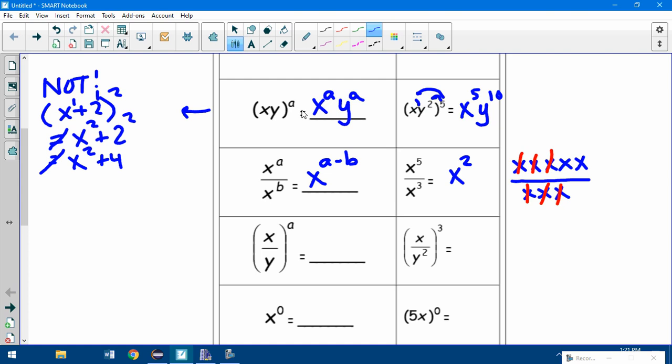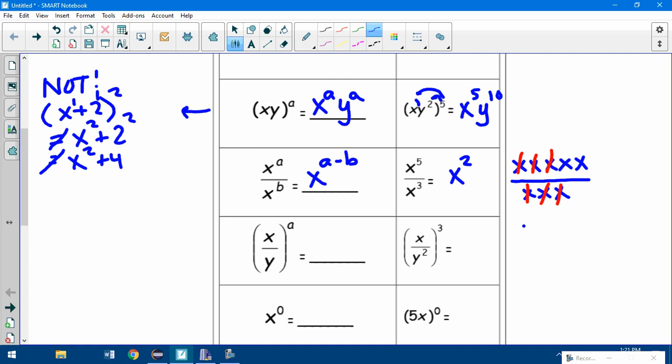So when we did this rule where I distributed the a through to both the multiplied pieces, you might have heard me say it only works if you're multiplied or divided inside. So by the same idea, this is also going to distribute. So what do you think x over y squared all raised to the third is?